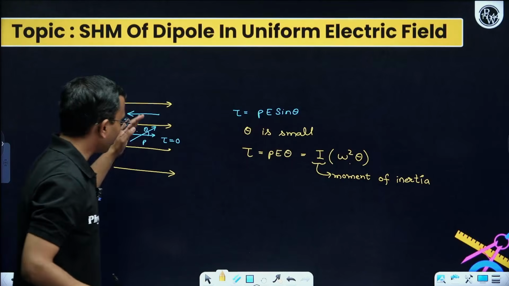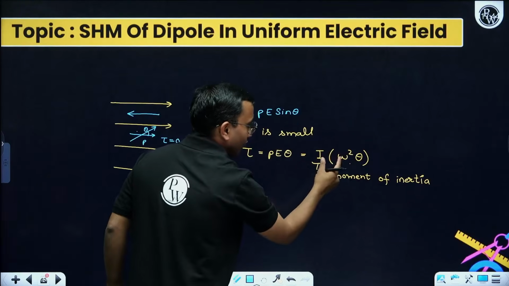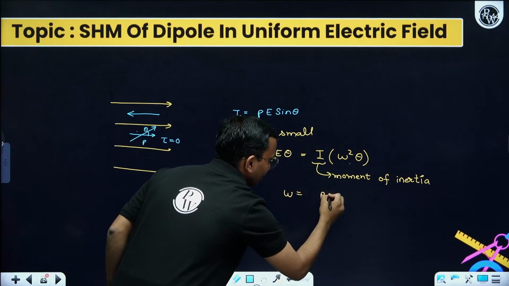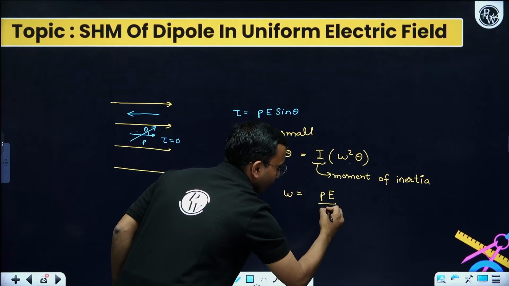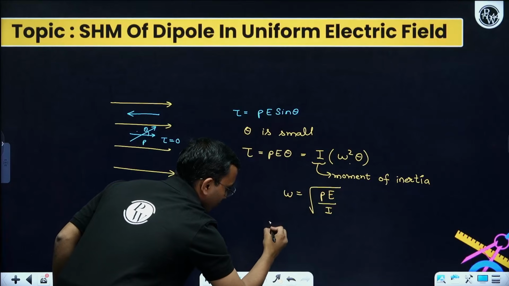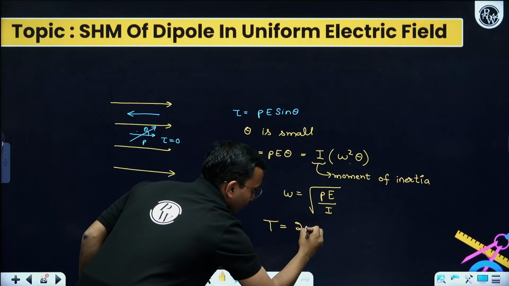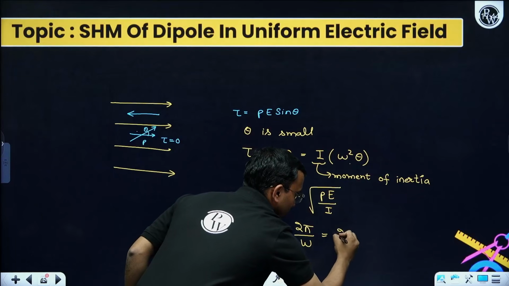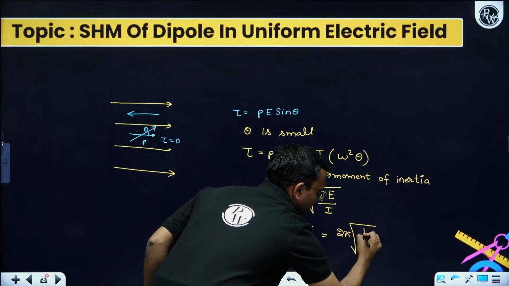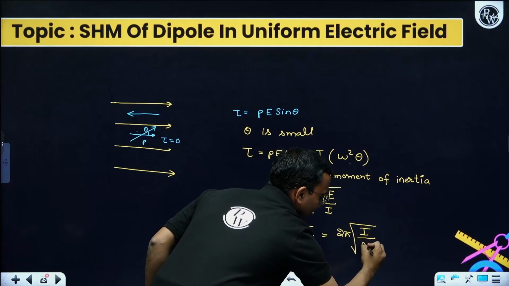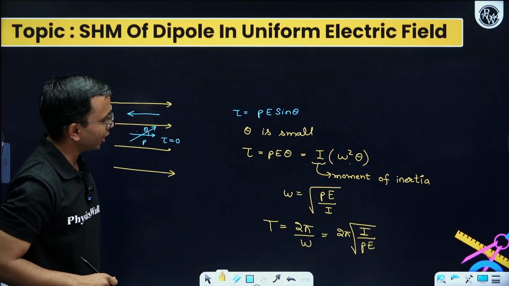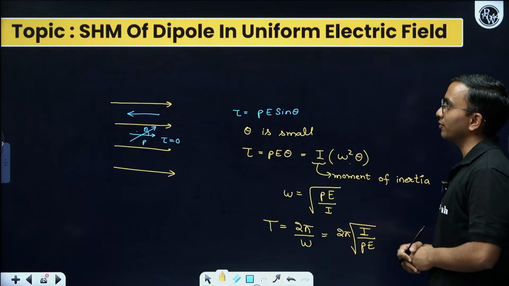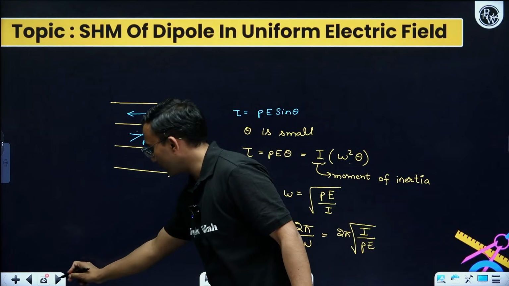Okay, moment of inertia about the center. So from here I can say that theta will get cancelled and omega comes out to be root of PE by I, and time period is 2 pi by omega. So you can write it as 2 pi root I by PE. Okay, so this is how we can find the time period of oscillation of a dipole in a uniform field.